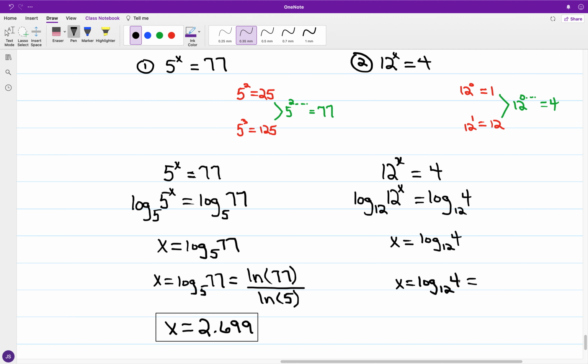And I can use the change of base formula, and I can apply natural logarithms in the ratio, but it'll work just as well if I go with the base 10 logarithm. Doesn't matter which one, it's going to be the same effect. And if I take the natural or base 10 logarithm of 4 divided by that of 12, and to about the nearest 3 decimal places, again, we have x is going to be about 0.558.